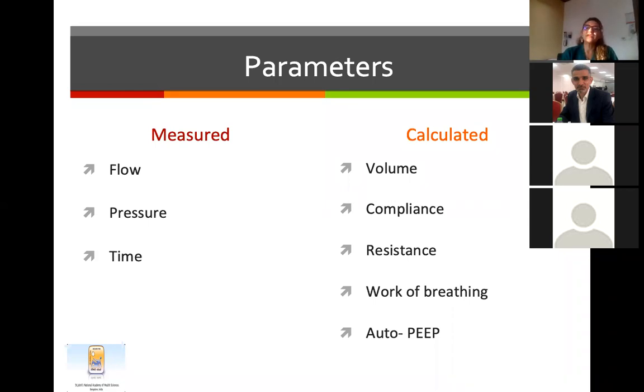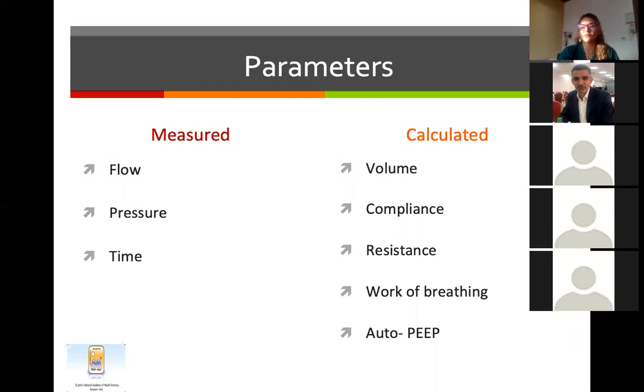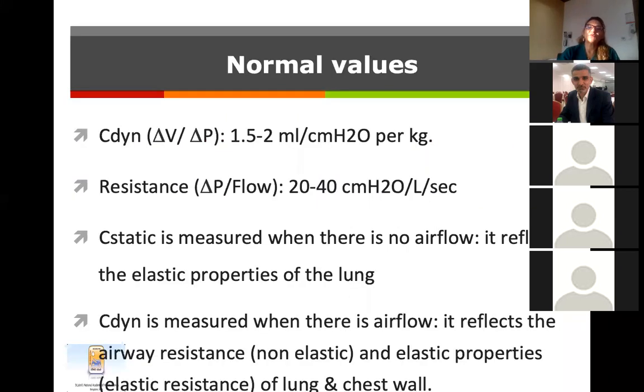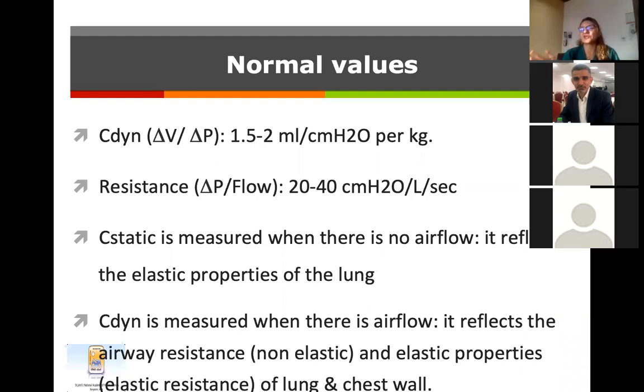And so when the pulmonary graphics are being taken out, some parameters the ventilator measures, and some parameters are calculated out of these measurements. So we are measuring flow, pressure, and time. And then calculated out of this are volume, compliance, resistance, work of breathing, and autopeep. So we should know the normal values. The dynamic compliance, which is the change in volume with the change in pressure, is 1.5 to 2 ml per centimeter of water per kg. And the resistance is 20 to 40 centimeters of water per liter per second.